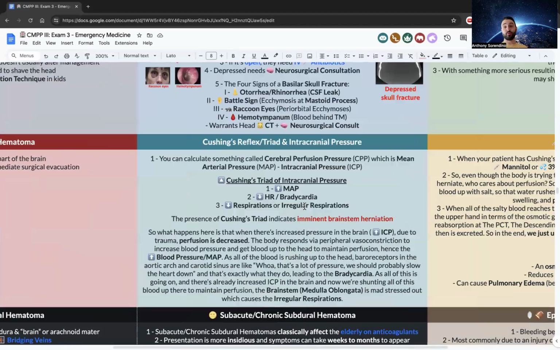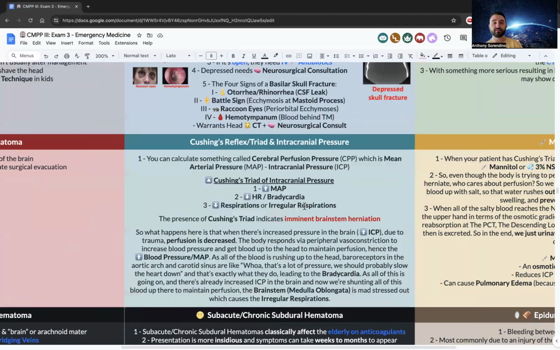All right, this I think is really important. So the Cushing's reflex, the triad of intracranial pressure. I'll see if I can recall this from memory. So what happens is after head trauma, if there is an increase in intracranial pressure and you're herniating or about to herniate, you don't have enough perfusion in your brain, right? So what does the body do? It raises the blood pressure. So it's going to peripherally constrict. It's going to shunt blood up to your head to perfuse your brain.